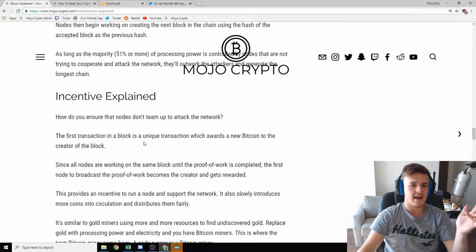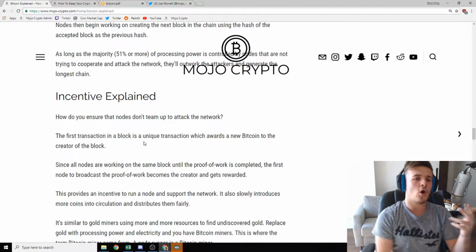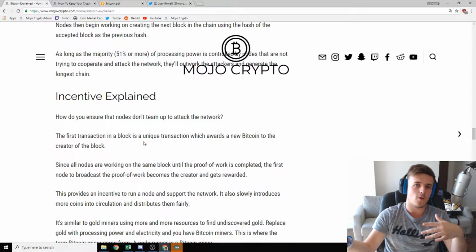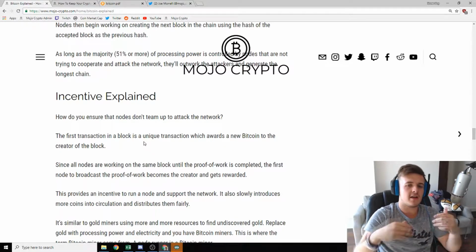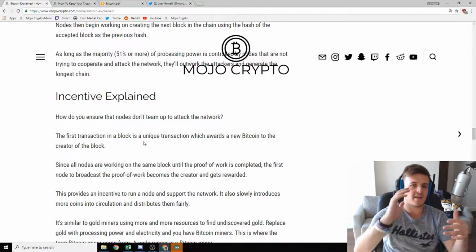Why would you help run the Bitcoin network? What's in it for you? Not a lot of people will run it for the sake of it, just to help people out. People need an incentive to actually run the network. Why would you do it? And how do you ensure people don't team up and attack the network just to ruin everything for everyone?